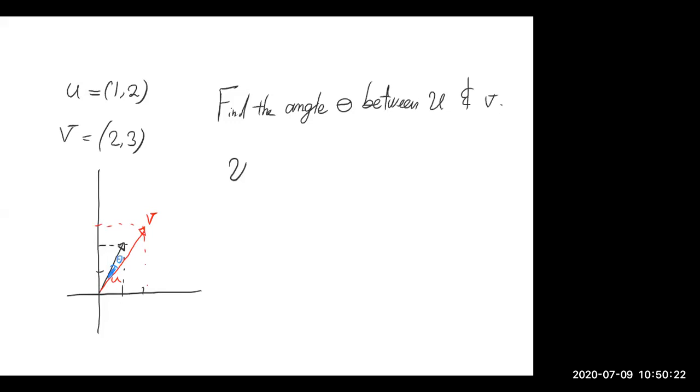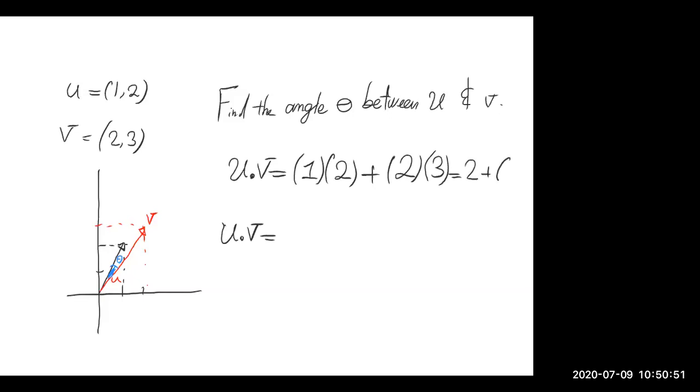The idea is that I know there are two ways to compute the inner product. One way is just by multiplication of the coordinates of u and v. We should multiply the first component of u by the first component of v, plus the second component of u times the second component of v. So 1 times 2 is 2, 2 times 3 is 6. The sum is 8. So the inner product of u and v is 8. We use the first way of computing the inner product to compute that.